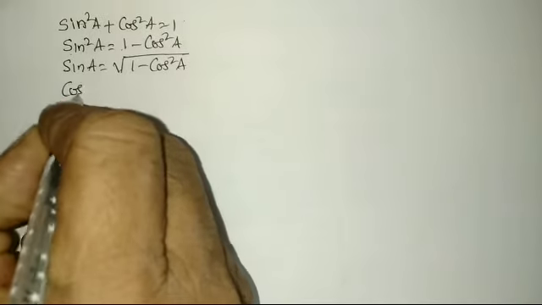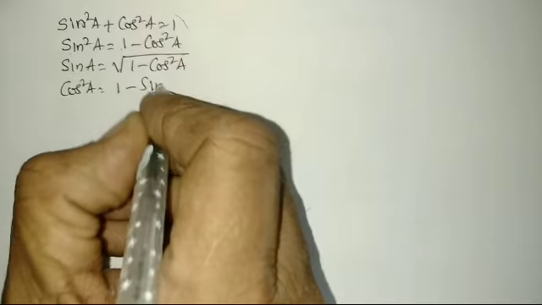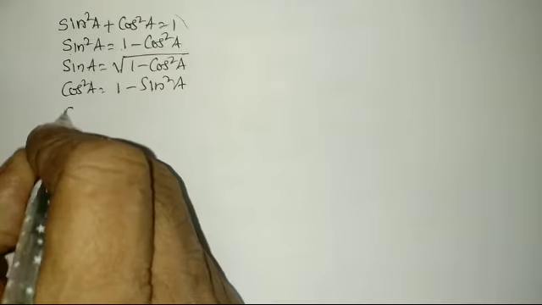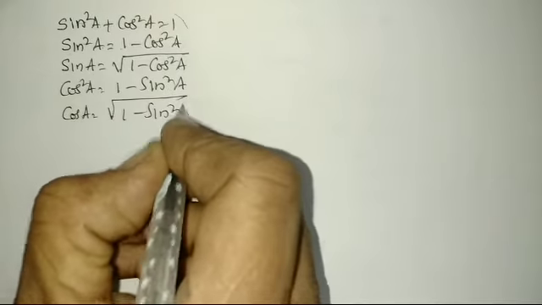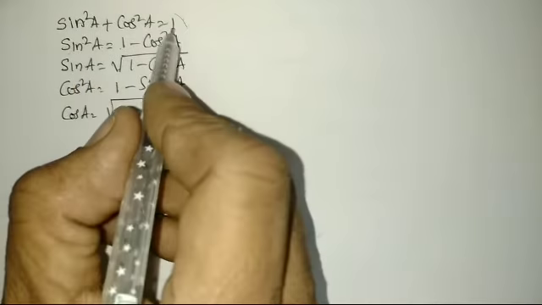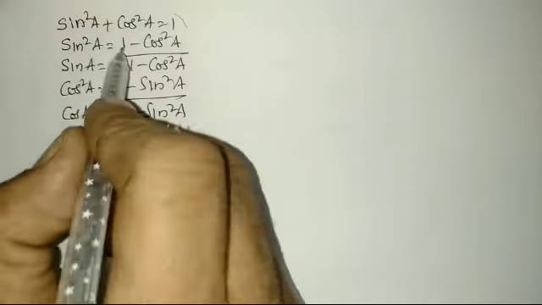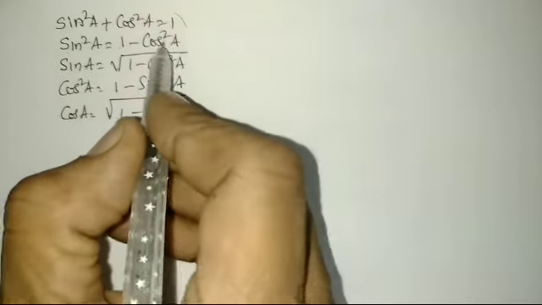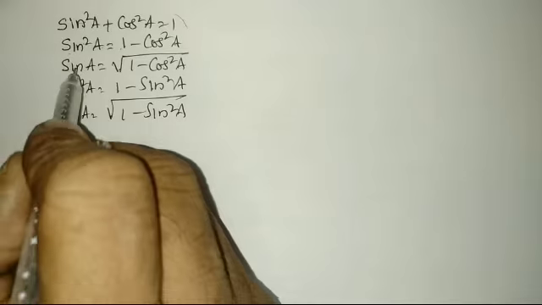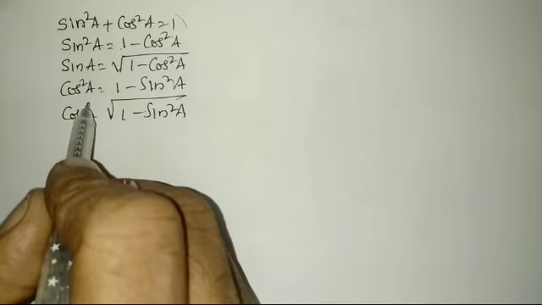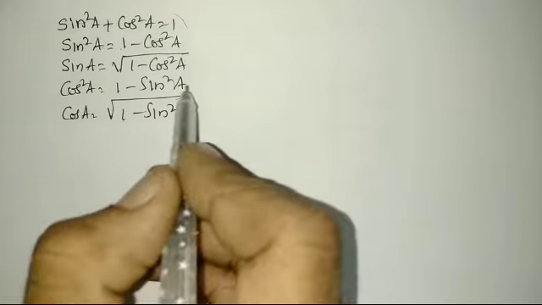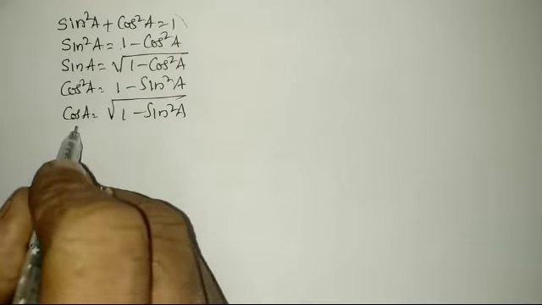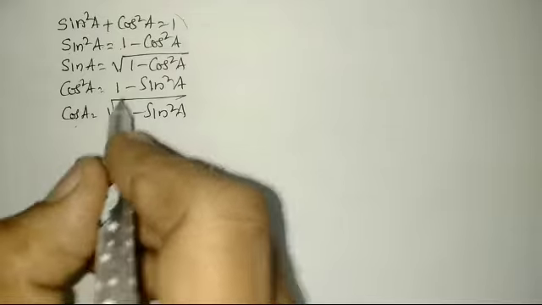Now, cos square A equal to, transposing sin square A, 1 minus sin square A, and cos A equal to root of 1 minus sin square A. So sin square A plus cos square A equal to 1, sin square A equal to 1 minus cos square A, and for 1 minus cos square A we write sin square A. Sin A equal to root of 1 minus cos square A. Cos square A equal to 1 minus sin square A. So for 1 minus sin square A we write cos square A if necessary, and cos A equal to root of 1 minus sin square A.